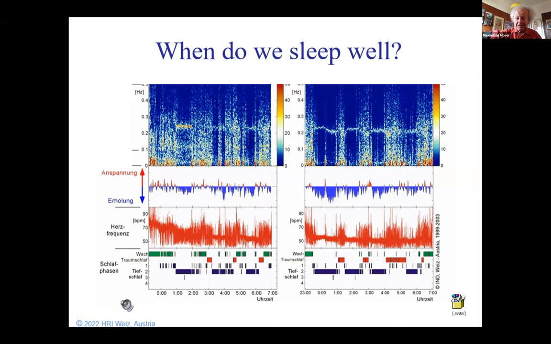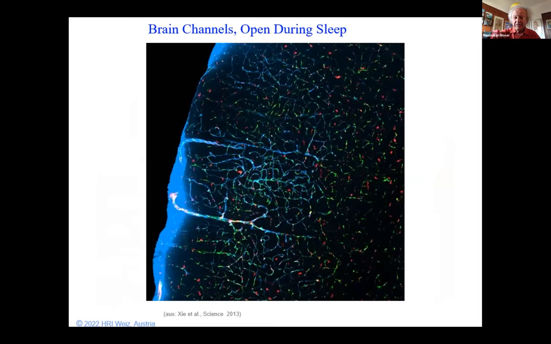Now, in 2013 or 14, it was discovered that there are channels in our brain, and these channels are emptied during the night and perfused by a liquid. It has got a name of its own since, the so-called glymphatic system. When I studied medicine, I would have been thrown out of the examination if I said that there is a lymphatic system in the brain.